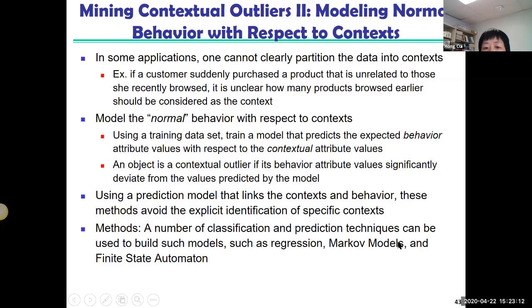Typical algorithms that we use, because we're talking about, in this case, a sequence of things, then there are lots of sequential learning algorithms. Markov model is one, finite state machine is another. We can also use prediction, regression, if the behavior attribute is numerical. So again, in this case, we converted the problem to a classification problem. Well, when we talk about classification problems, there have to be training examples and all that.